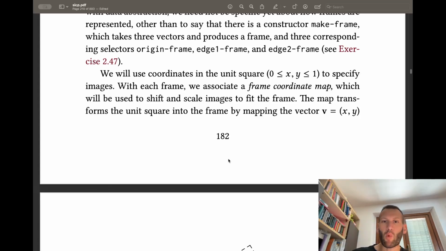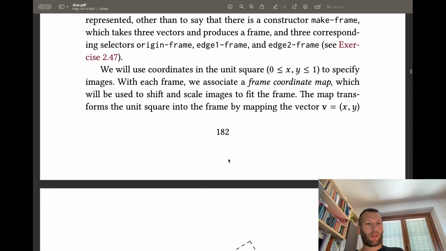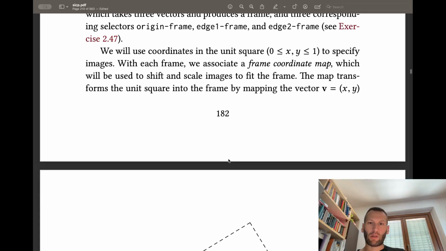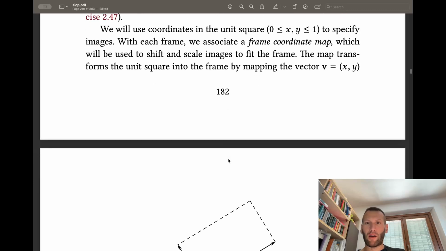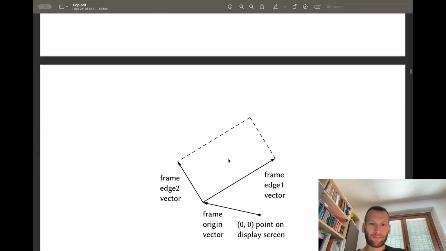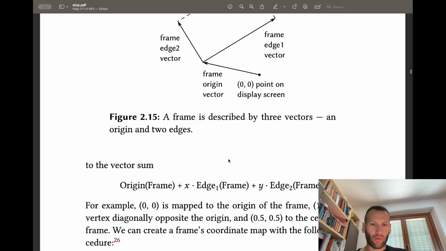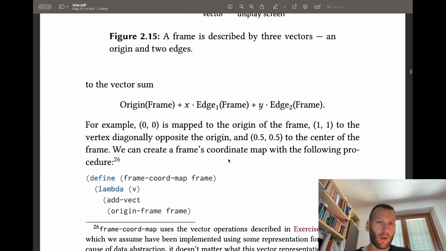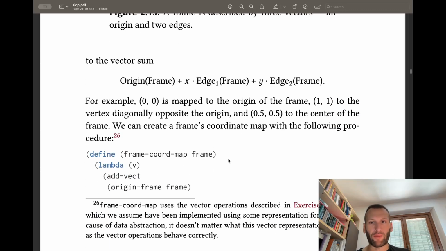With each frame, we associate a frame coordinate map which will be used to shift and scale images to fit the frame. The map transforms the unit square into the frame by mapping the vector v = (x, y) to the vector sum. Okay? For example, (0, 0) is mapped to the origin of the frame, (1, 1) to the vertex diagonally opposite to the origin, and (0.5, 0.5) to the center of the frame.